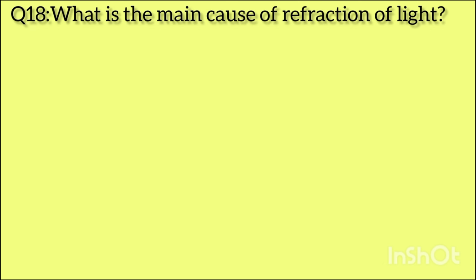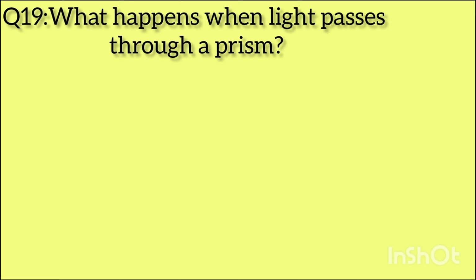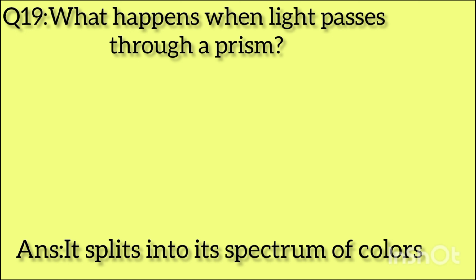Question 18. What is the main cause of refraction of light? Answer: change in the speed of light. Question 19. What happens when light passes through a prism? Answer: it splits into its spectrum of colors.